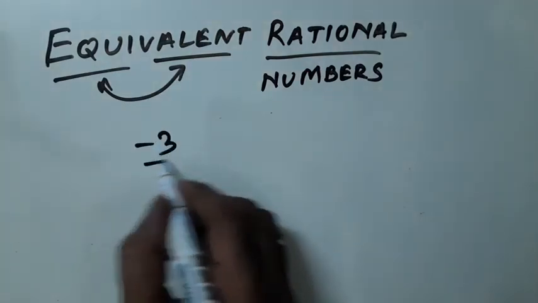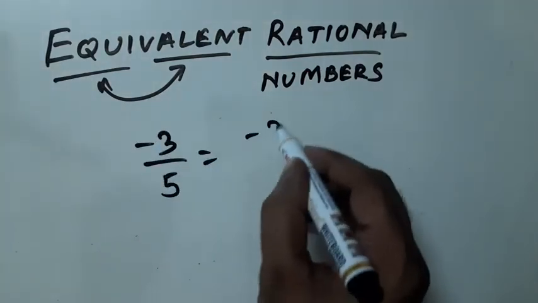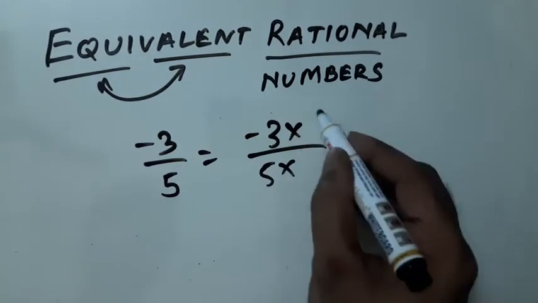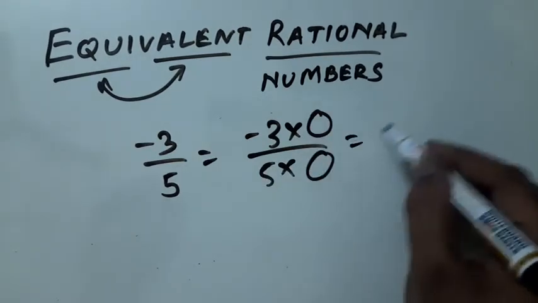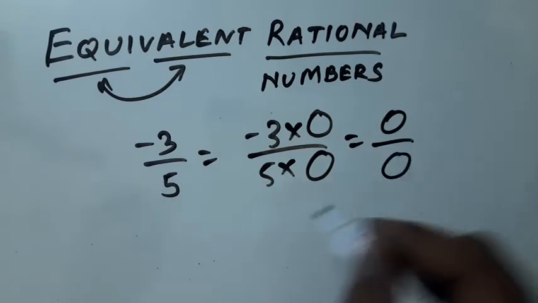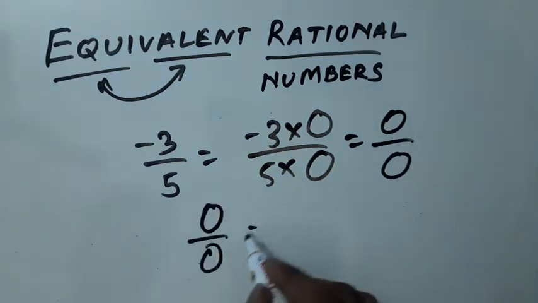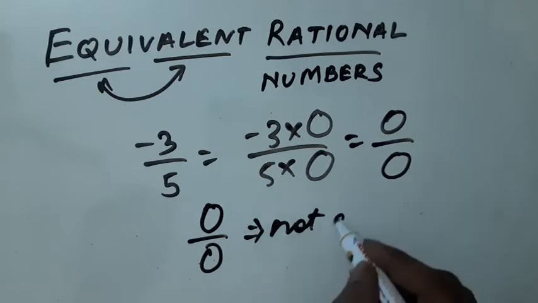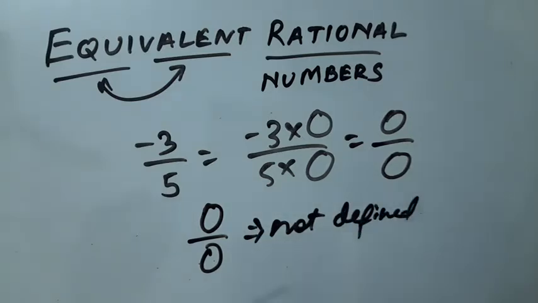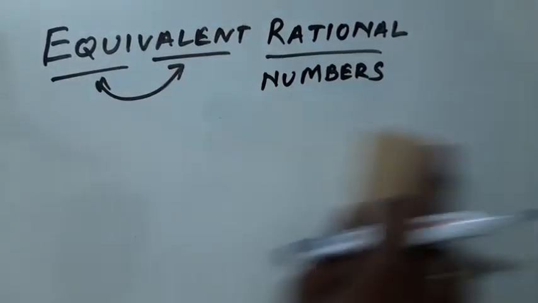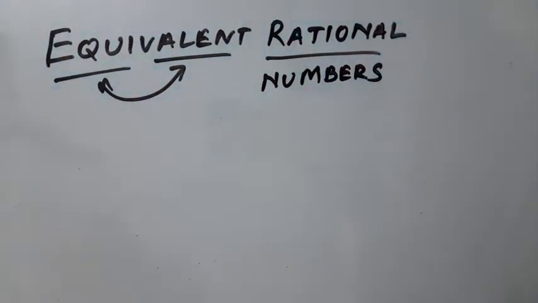Suppose we take minus 3 by 5 and we multiply by 0. Now minus 3 into 0 is 0 and 5 into 0 is 0, and we know that 0 by 0 is not defined. It doesn't make any sense. So we will not multiply by 0. We can take any non-zero integer. It can be negative, it can be positive. Let's see more about equivalent rational numbers.